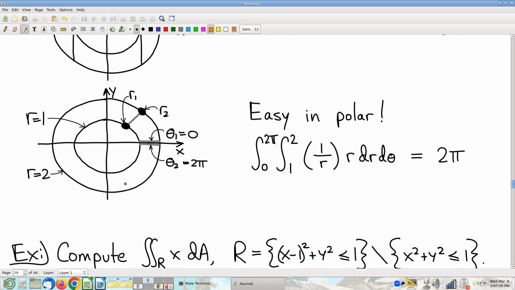Look how easy it is in polar coordinates. There's nothing to it. In polar coordinates, notice that theta just goes all the way around. So theta goes from 0 to 2 pi.